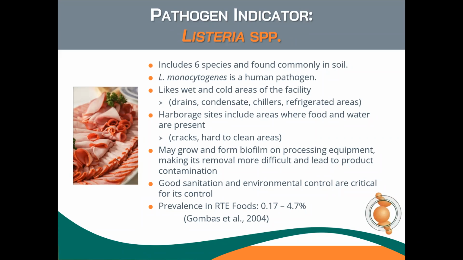The special thing with Listeria that we really dislike it for is that it does grow biofilm on processing equipment, and it makes it so difficult to clean. And then that's of course how it grows and gets bigger and goes into your product. Good sanitation and environmental control are critical to control this pathogen. And then just a little FYI for you guys, its prevalence in ready-to-eat foods is 0.17 to 4.7%.